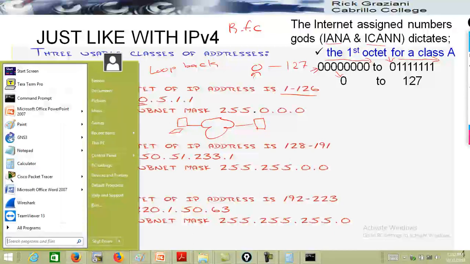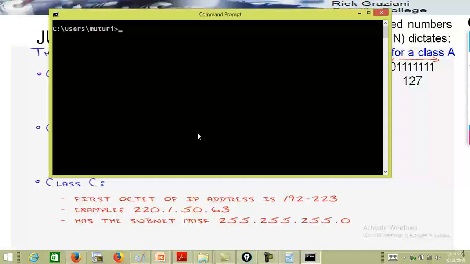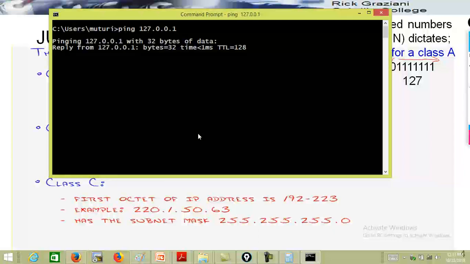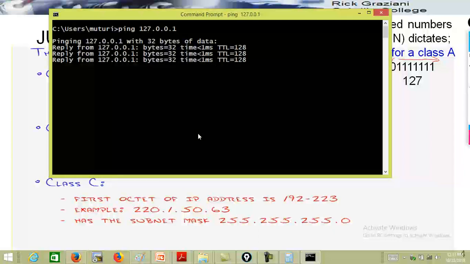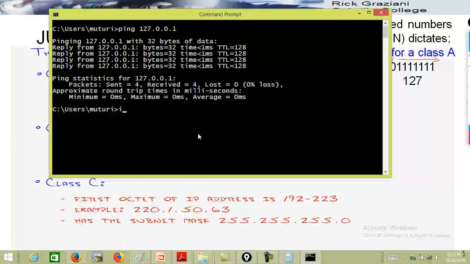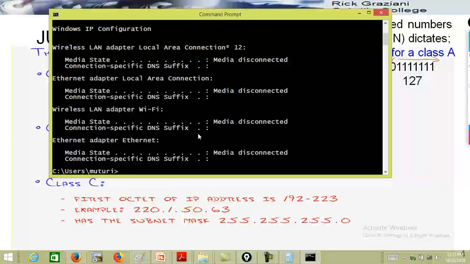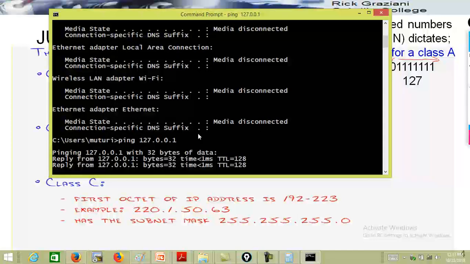So how do you troubleshoot why this computer is not connecting to the internet? Cisco recommends that you begin by first pinging 127.0.0.1. That will always give you replies. You can see that I'm not connected to the internet. I don't have a cable. My Wi-Fi is not connected. Everything is disconnected. Yet when I ping that, it works.